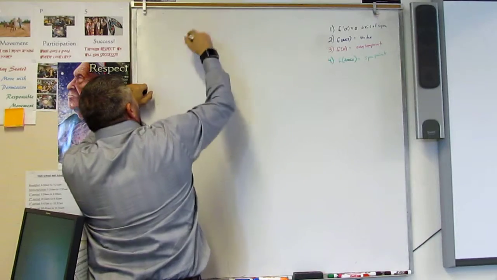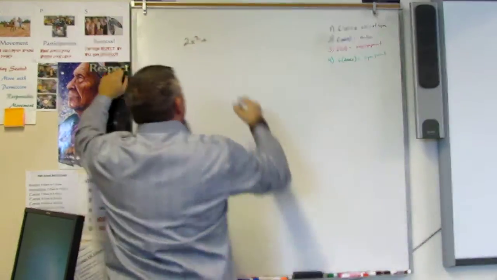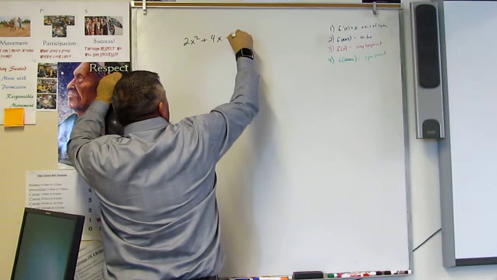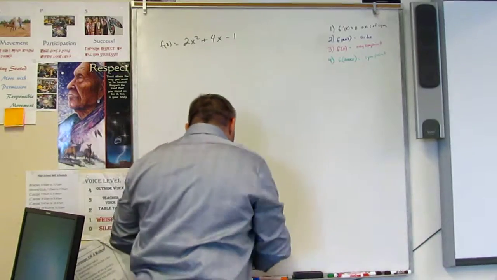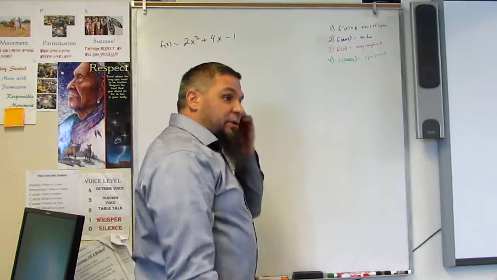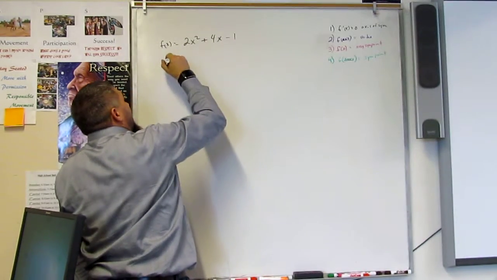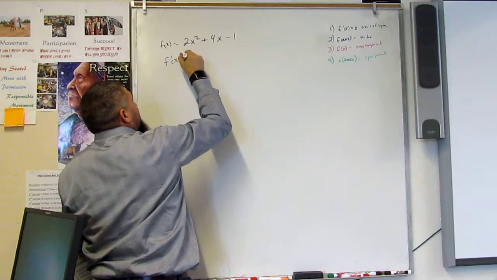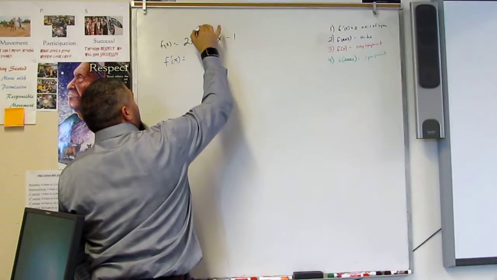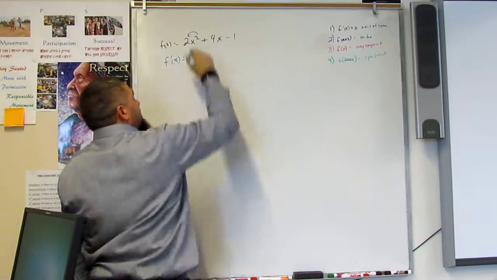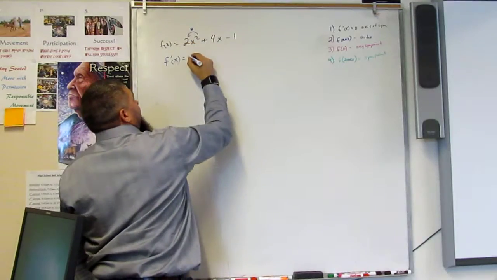So we have 2x squared plus 4x minus 1, and this is f of x. Our first step is to take the derivative. So we're going to learn the derivative, and that's f prime of x. The derivative is very simple. You're just going to take the exponent times the coefficient, and you get 4x.